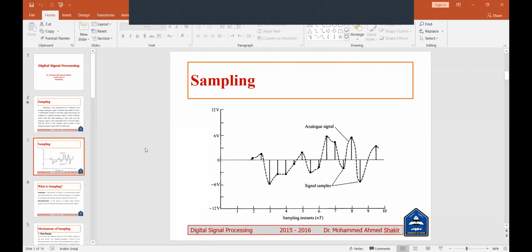Stop share, yes, to the PowerPoint slides and to continue the lecture.